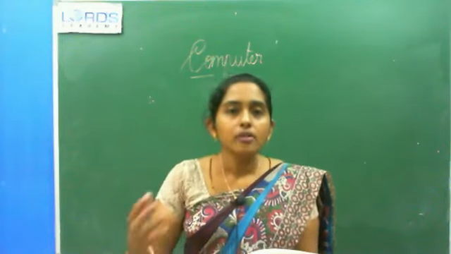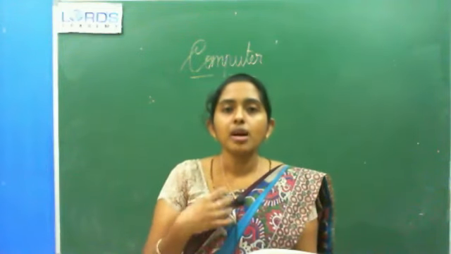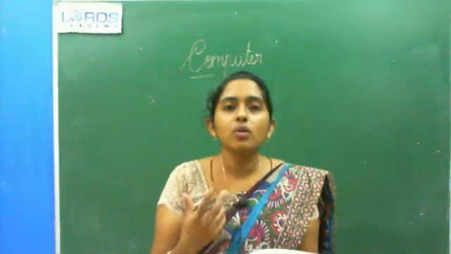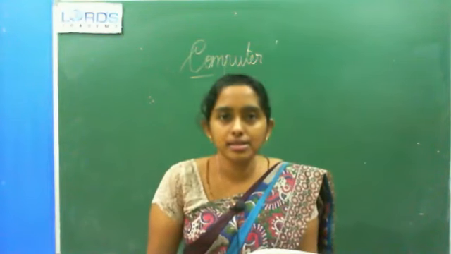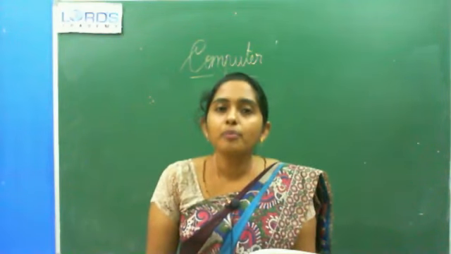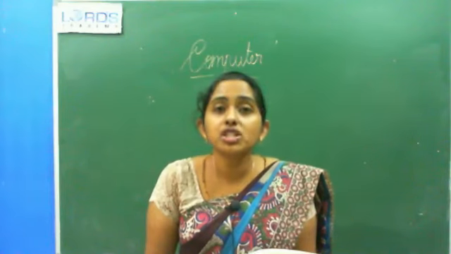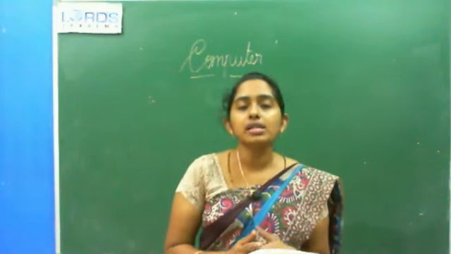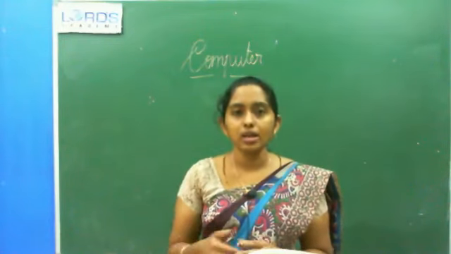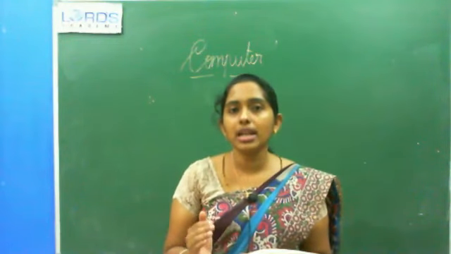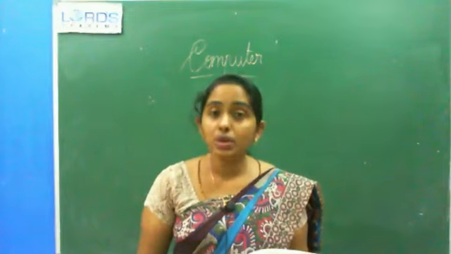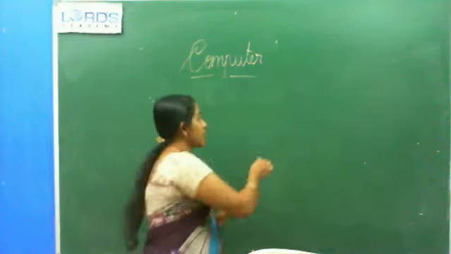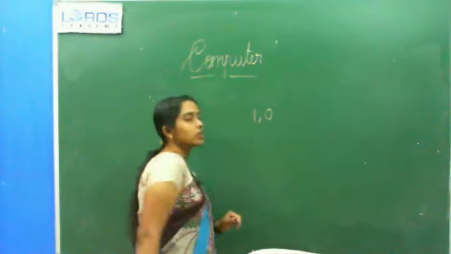So, we know some languages. If we are communicating with those languages, then only we can easily understand, isn't it? The same way, the computer only knows machine language. That machine language is known as low level language. Machine language means mainly ones and zeros, 1, 0.